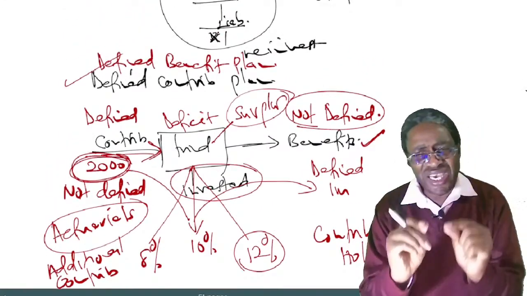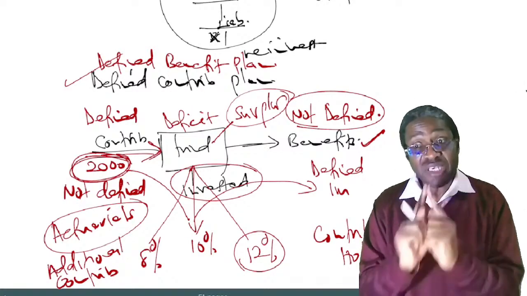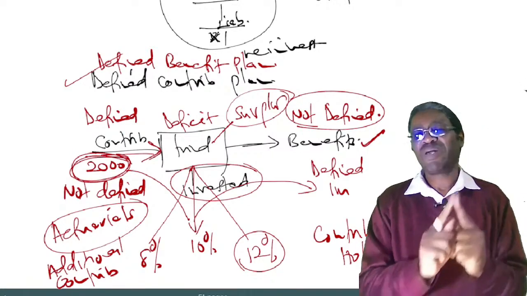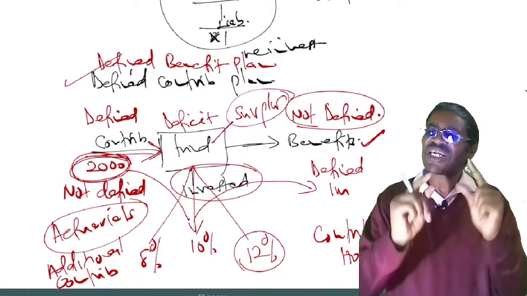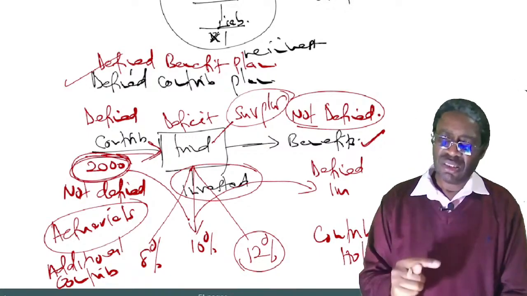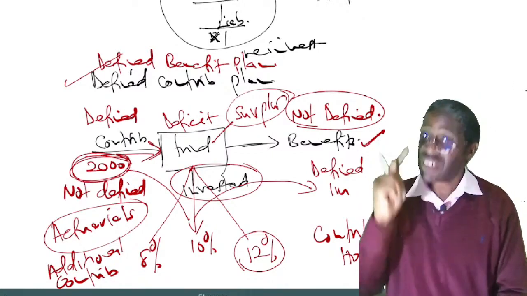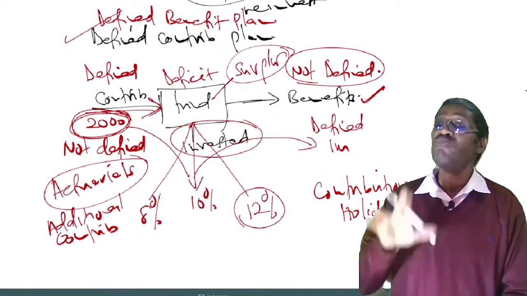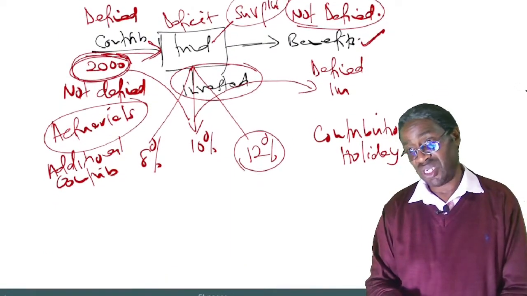That's why in a defined benefit plan, we said the benefits are defined, fine. But the contributions are not defined. We said the contributions are set at such an amount that is expected to earn enough return to meet the obligation of paying the benefits. Okay, good.